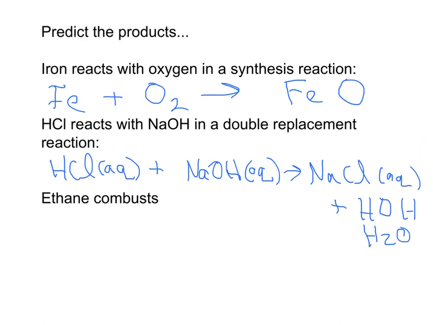Alright, here's the one I'm going to let you work with. So we know ethane is a hydrocarbon. Hopefully you can figure out what the formula of ethane is, and I'm only giving you one other clue: combusts. So we looked at combustion as one of our reaction types. See if you can sort out what the products are that you would predict from that reaction. Okay, see you soon.